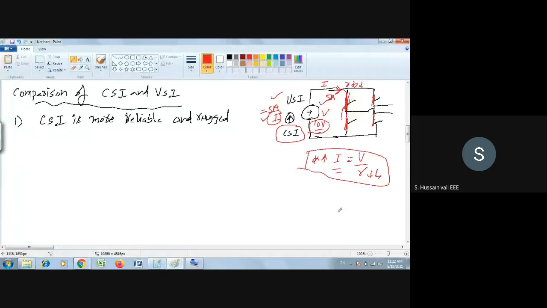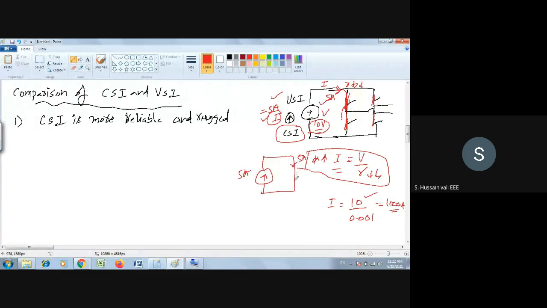So then what is the I value? I is equal to 10 by some resistance value, something like 0.0001. Then you will get around 1000 ampere. So 1000 ampere current will flow through this short circuit, and these switches will get damaged when you have the voltage source. But when you have the current source, there is a current source and a short circuit across it, for example 5 ampere. Then what is the current in this short circuit? 5 ampere only. This 5 ampere will not damage the switches here.